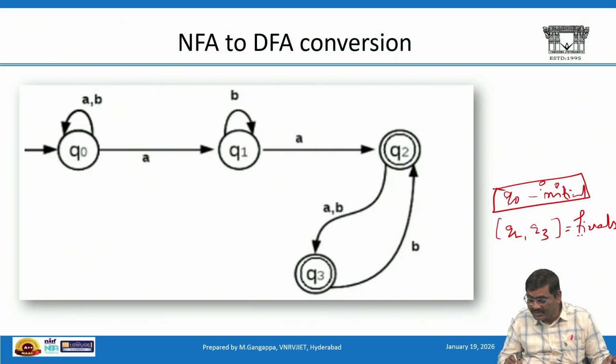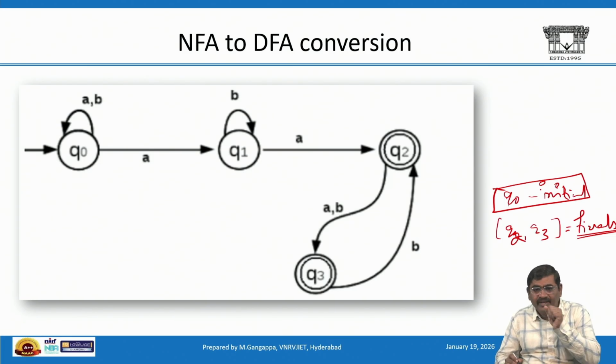And how can we make the final states? To mark the final states in the DFA table, we should remember the states Q2 and Q3. Suppose any state consists of one of the states Q2 or Q3, then that state can be considered as the final state in the DFA.